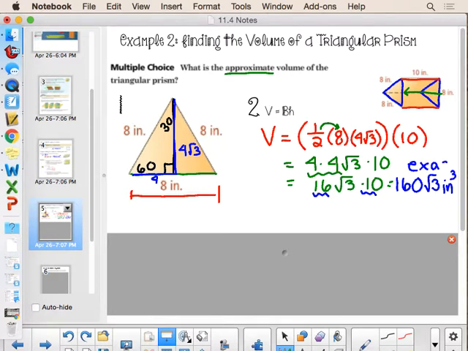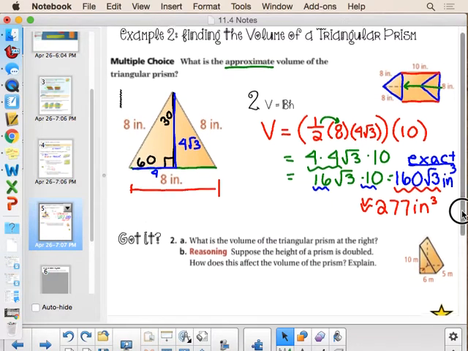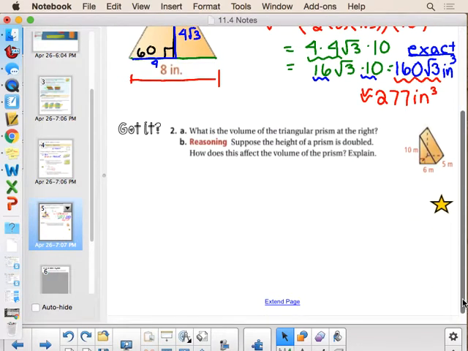This is an exact answer, okay? An approximate answer is if I were to type this into my calculator, and when I type this into my calculator, I get an answer of approximately 277. So 277 inches cubed. All right, your turn. You also have a triangular prism, and you also need a reasoning question. It helps with these reasoning questions that you actually go through the math to see how volume is affected.